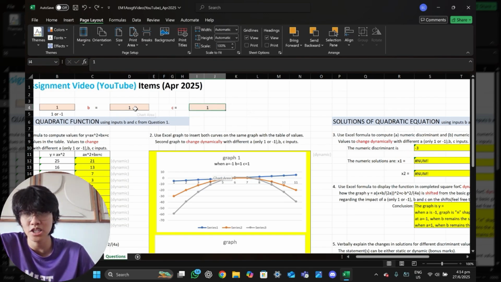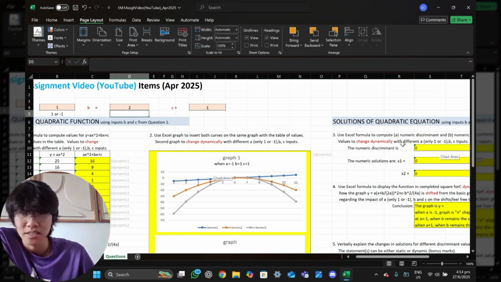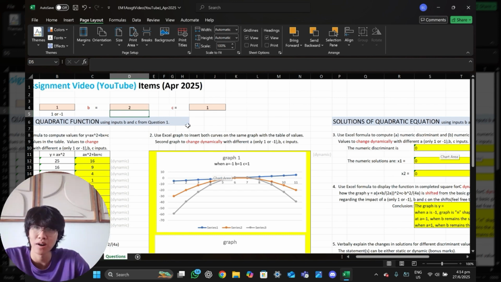Let's change it back. Let's change b without changing c. When we change it, we can see that the discriminant increases. So b causes an increase in the discriminant. So this is how b and c affect the discriminant for a equals +1.